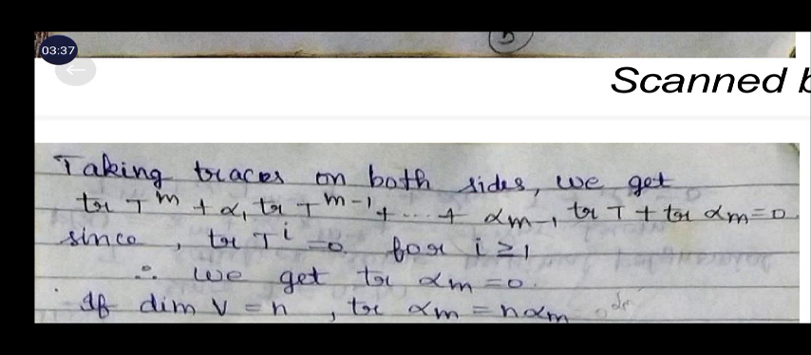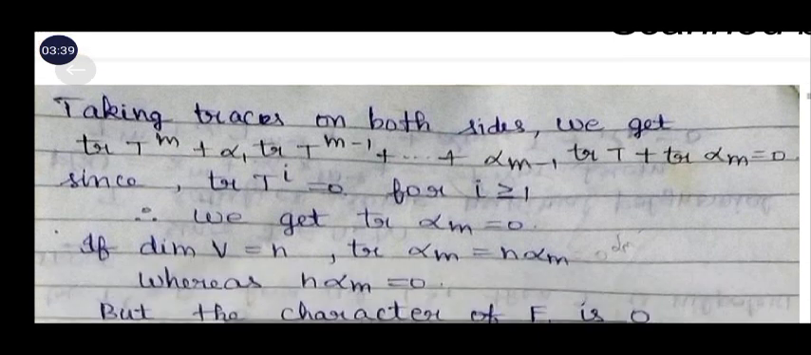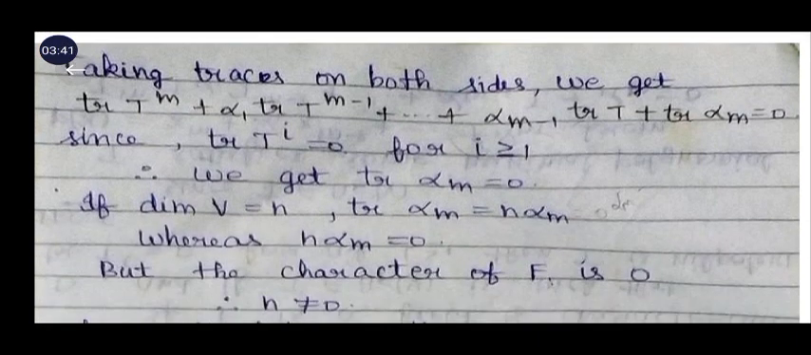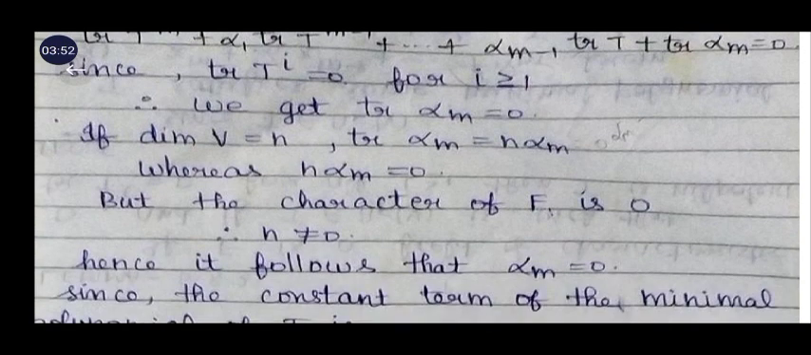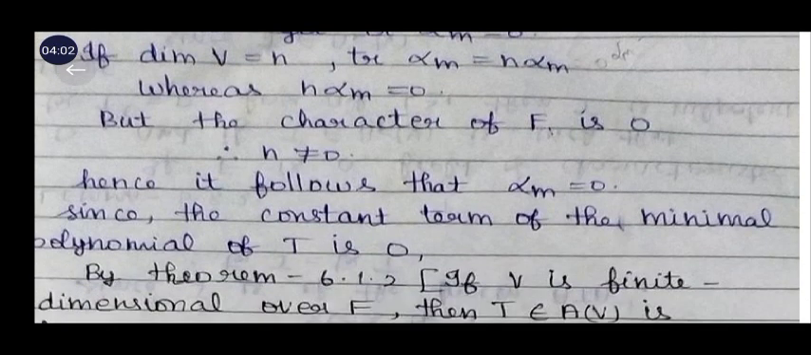Since the trace of T power i is equal to 0 for i greater than or equal to 1, we get trace of alpha m equal to 0. If the dimension of V equals n, then the trace of alpha m equals n into alpha m, whereas n into alpha m equals 0. But the characteristic of F is 0, therefore n is not equal to 0. Hence it follows that alpha m equals 0.